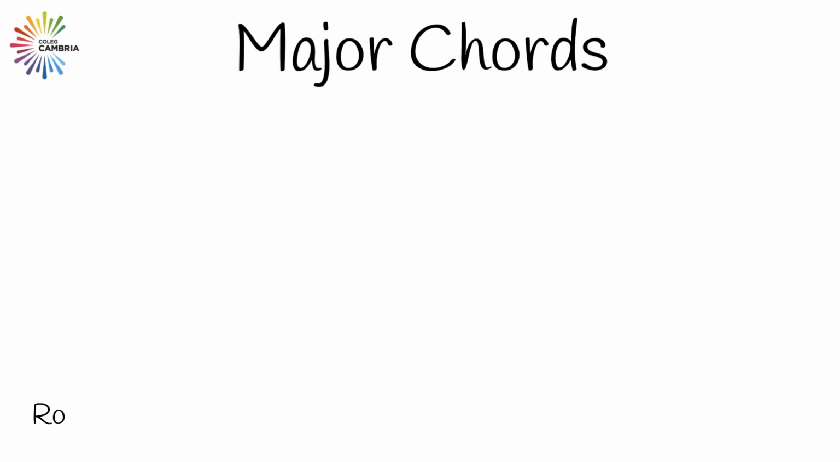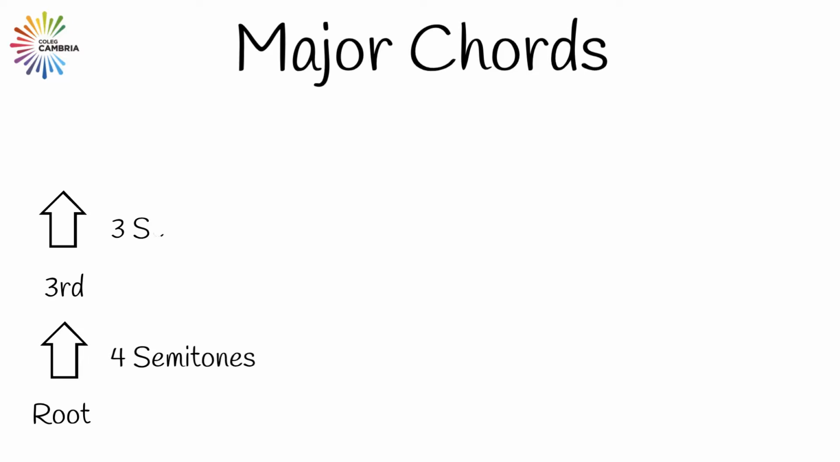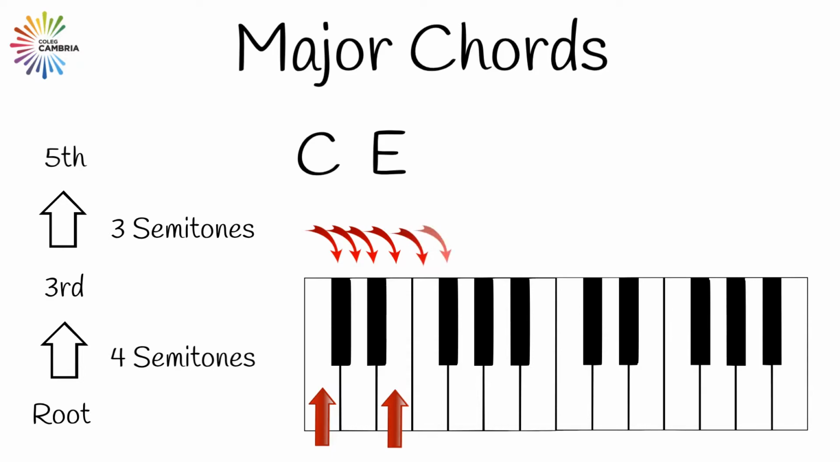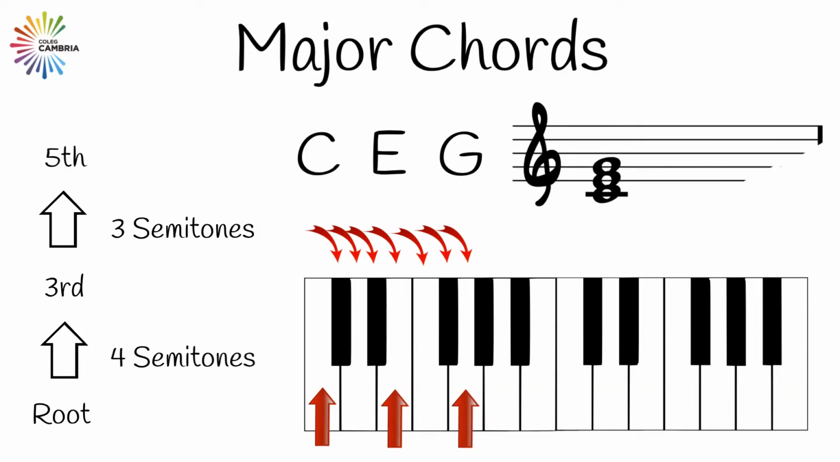So to construct a major chord, we go from the root 4 semitones to the third, and then we go up another 3 semitones to the fifth. If we're starting on C, we count up 4 semitones, 1, 2, 3, 4, which gets us to E, and then we count up another 3 semitones, 1, 2, 3, which gets us to G. So that major chord, C, E and G, is a C major chord.